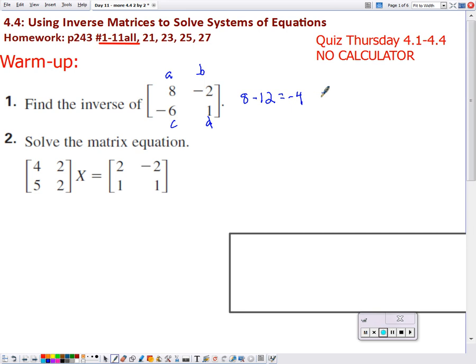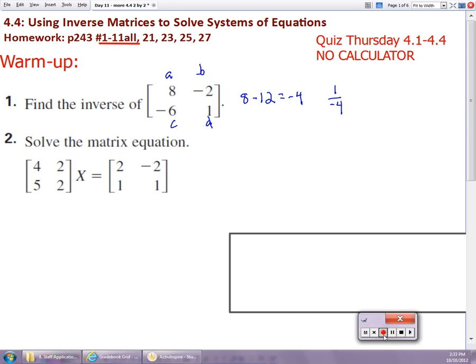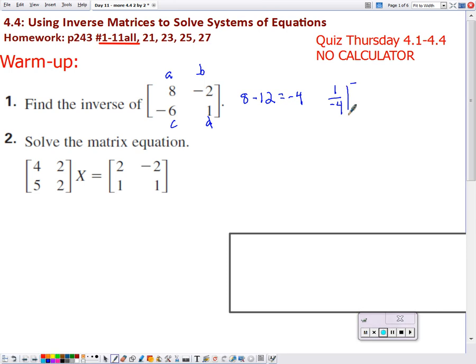Alright, now we're going to take the 1 over the determinant, and we're going to switch the places of A and D. So this is going to be 1 and this is going to be 8. And we're going to negate B and C. So this will be 2 and this will be 6.